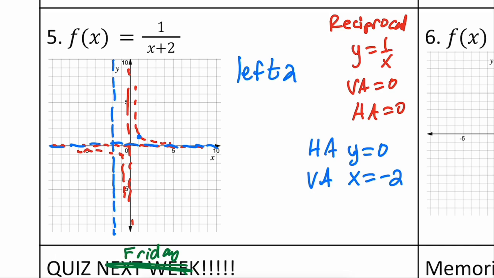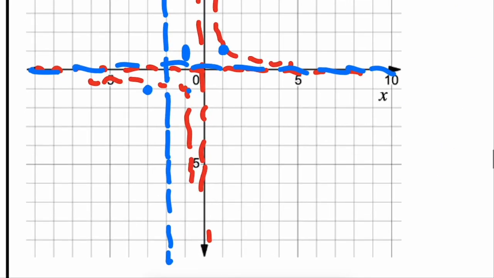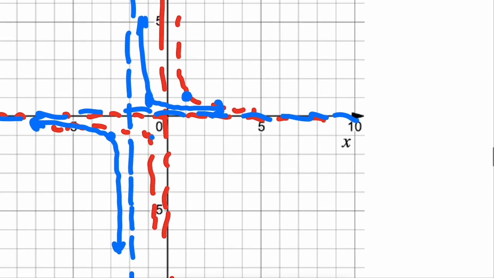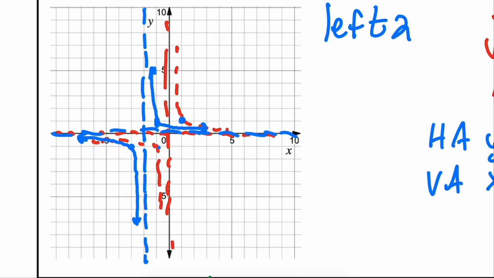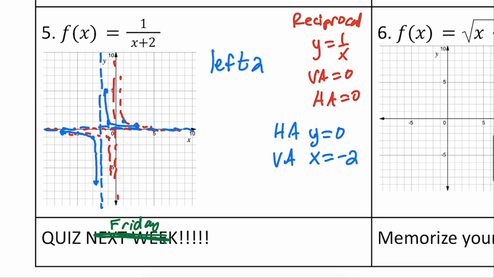So this point has to move to the left 2. This point has to move to the left 2. So our graph looks like that. Okay? I know there's lots of little lines there, but our graph was picked up and moved to the left 2, okay? So pick up your asymptotes first. Any graph that has an asymptote on it, move that first before you move anything else.